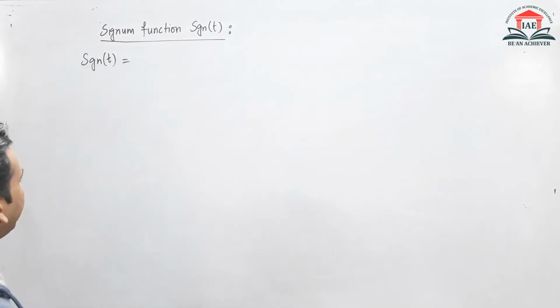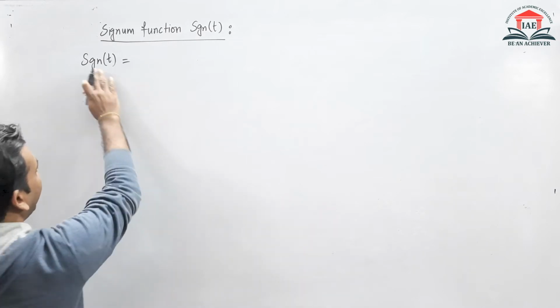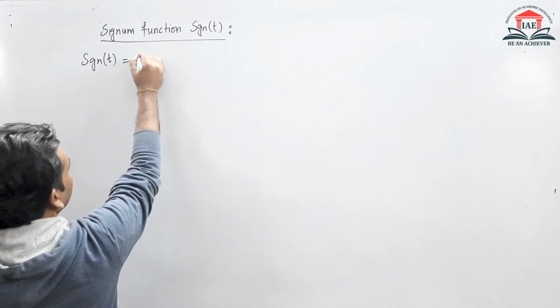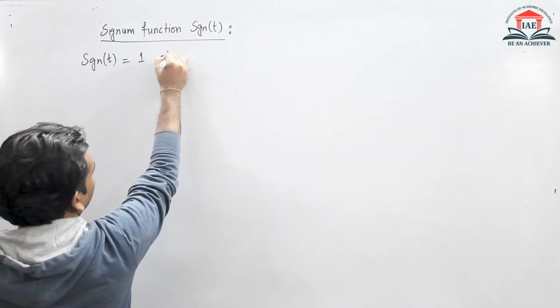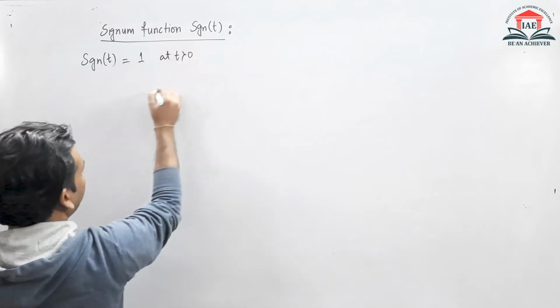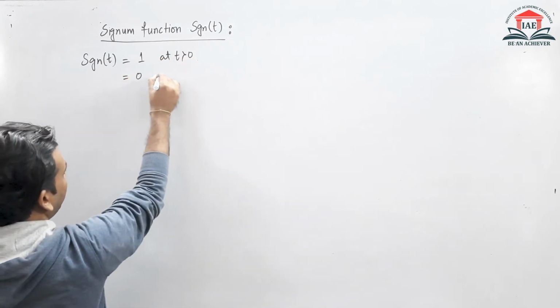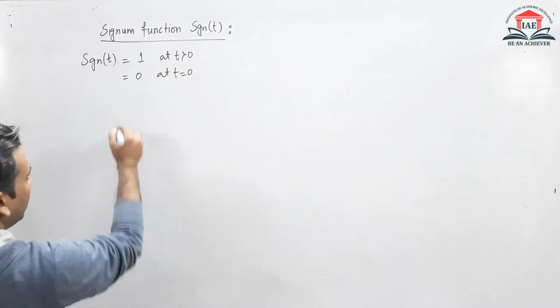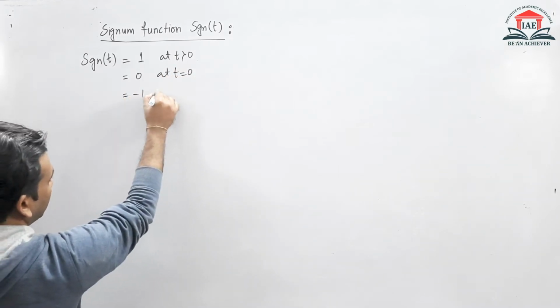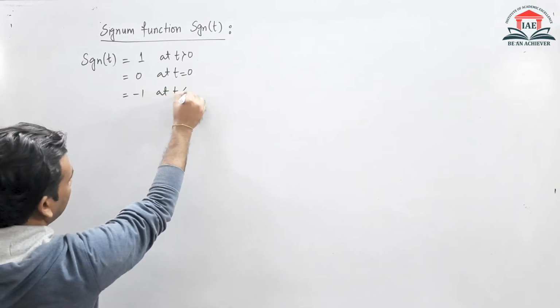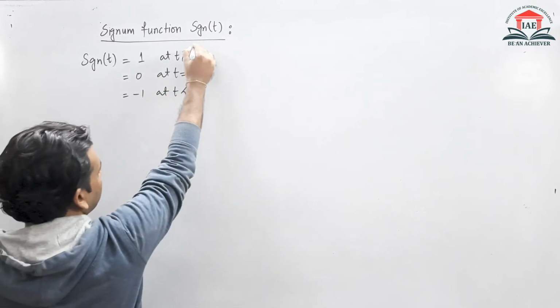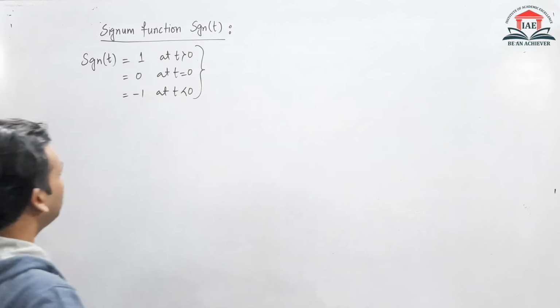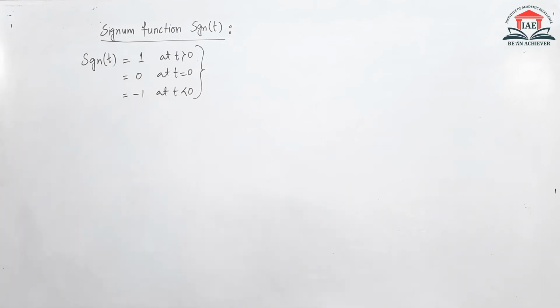This signum function is defined by the value of 1 at t greater than 0, and 0 at time t equals 0, and minus 1 at time t less than 0. So this is the mathematical equation of a signum function.